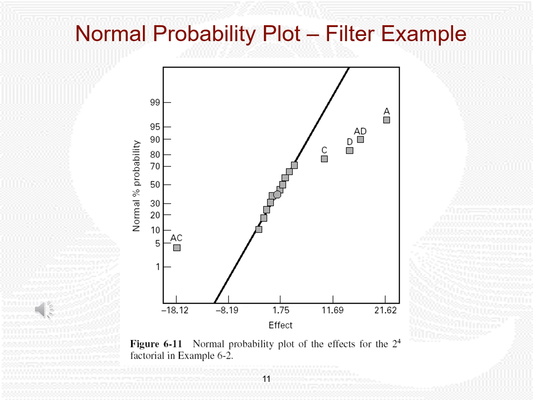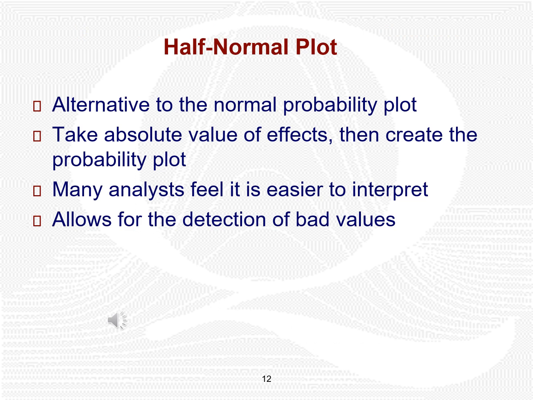Here is the normal probability plot for the filter example. Based on the plot, it seems that main effects A, C, D and interactions AC and CD are real. An alternative to the normal probability plot is the half-normal plot. It is similar, except here we take the absolute value of all of the effects before they are plotted. Some analysts believe that this plot is easier to interpret. Most of the time, both plots will yield the same results.